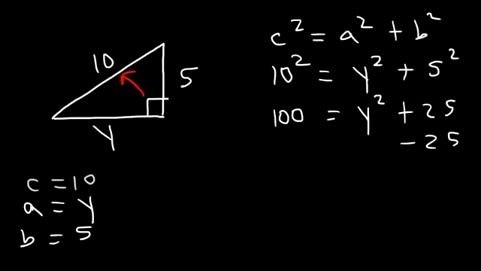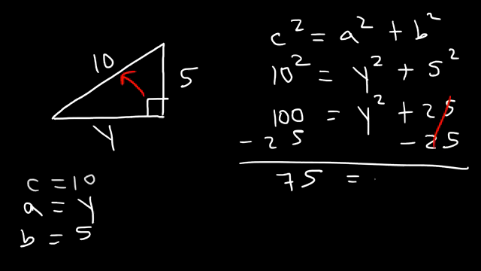So we need to subtract both sides by 25. Now 100 minus 25 is 75. So now our next step is to take the square root of both sides. So y is equal to the square root of 75. Now how can we simplify this value to get the exact answer in its fully simplified form?